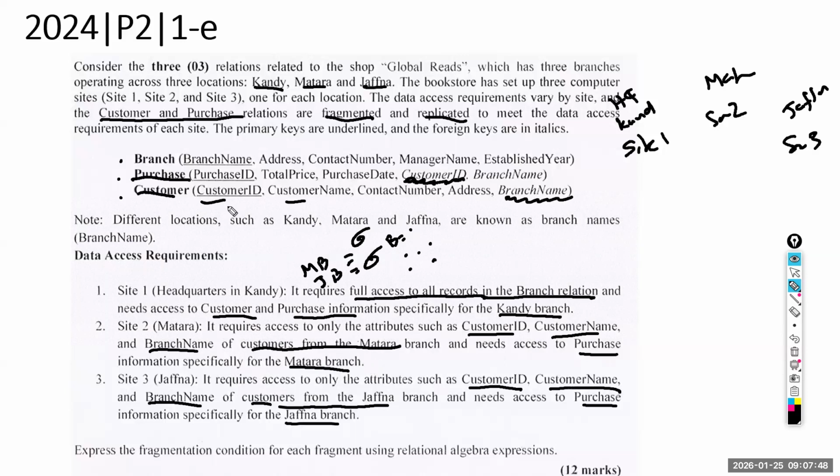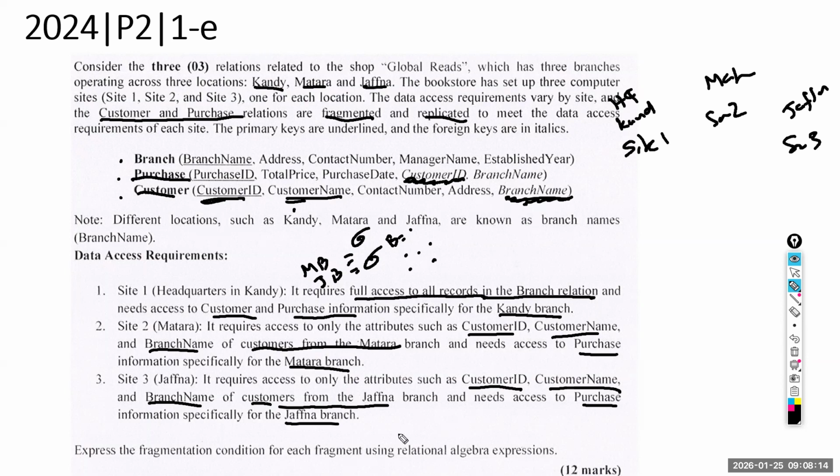That means you need only those attributes. That means the two branches need only customer ID, customer name, branch name. That is a pi. But again, sigma branch name is Matara, branch name is Jaffna, right? So that is both pi and sigma for the customer table.